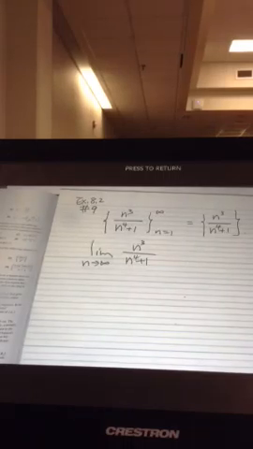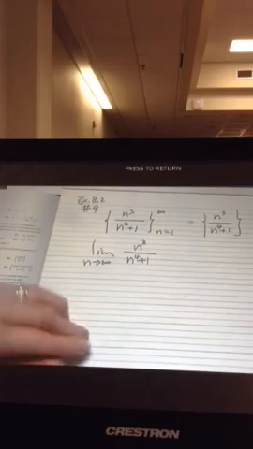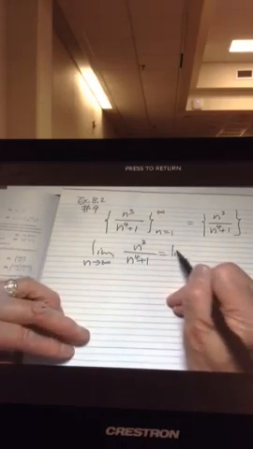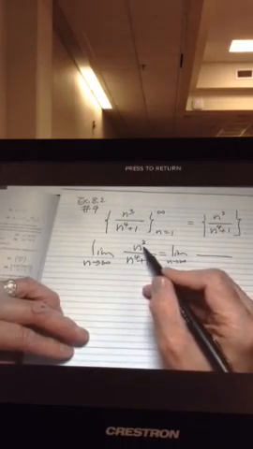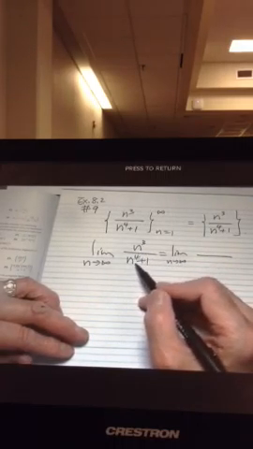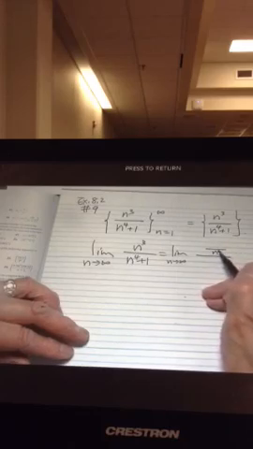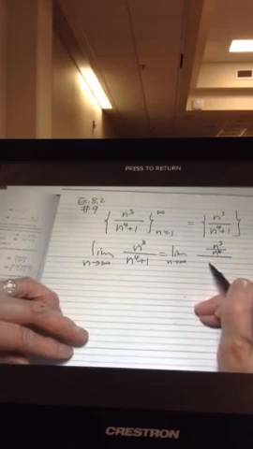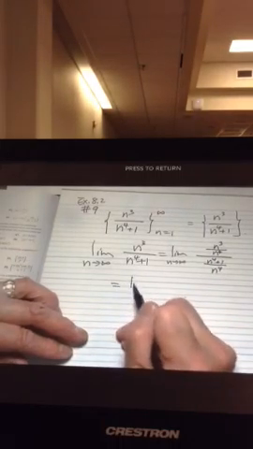Now, you have learned, well, there are several ways you can do it. One simple way is to divide the numerator and denominator by the highest order of n, so n to the fourth. This is one way.